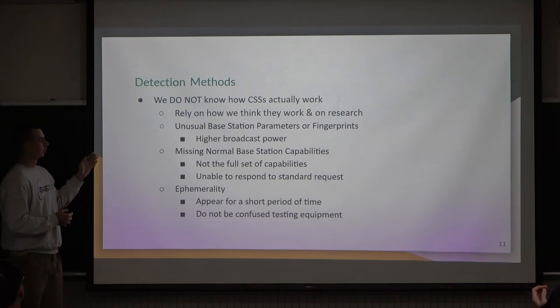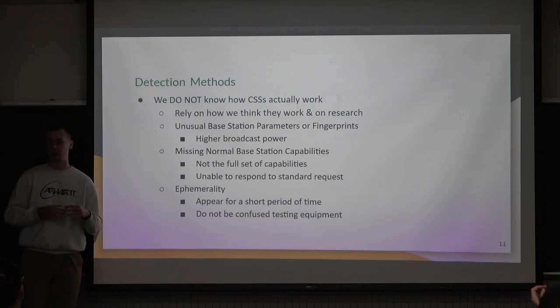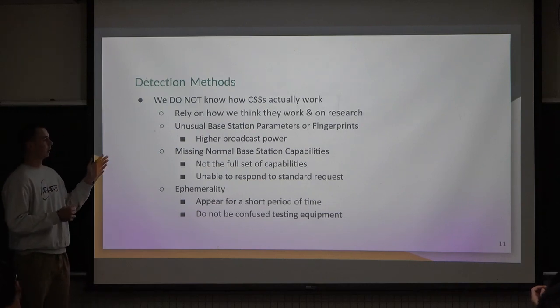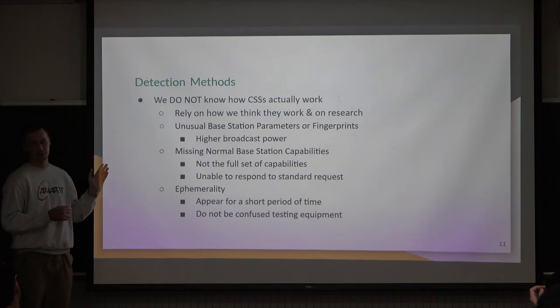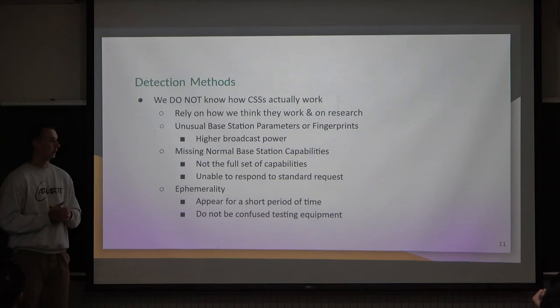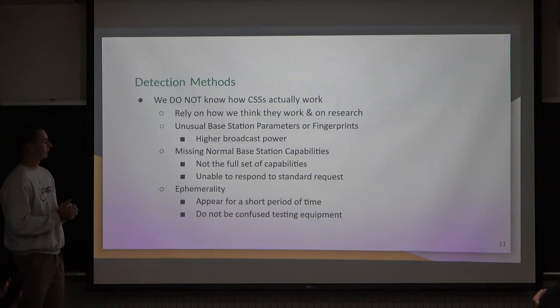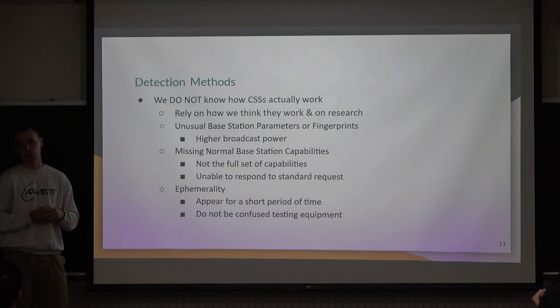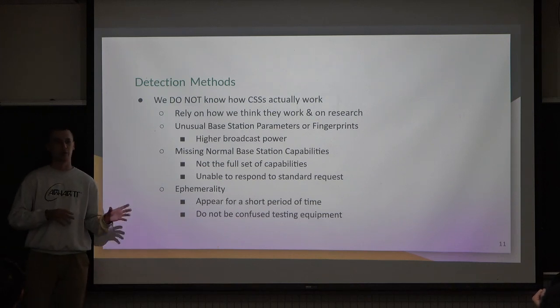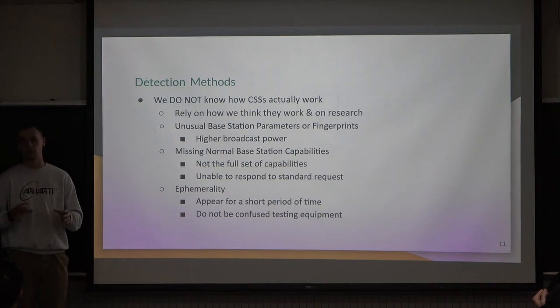We have some common steps, so we can see, like Lazar said, that the CSS uses high broadcast power. So maybe if we detect a high broadcast power, this means it's the fingerprint of CSS. So that's a way we can detect. And we also have the missing normal base station capabilities, because it's not a true antenna. We don't have all the information. The manufacturers cannot copy all the information of the network.